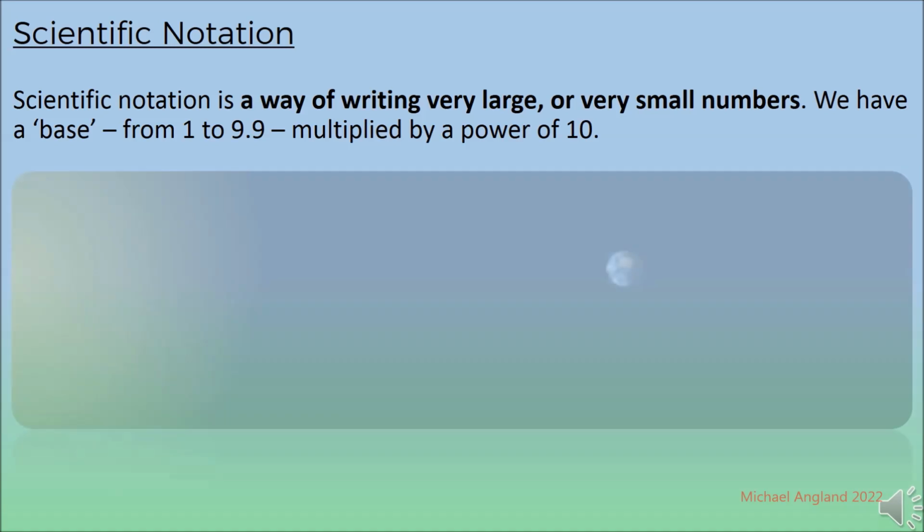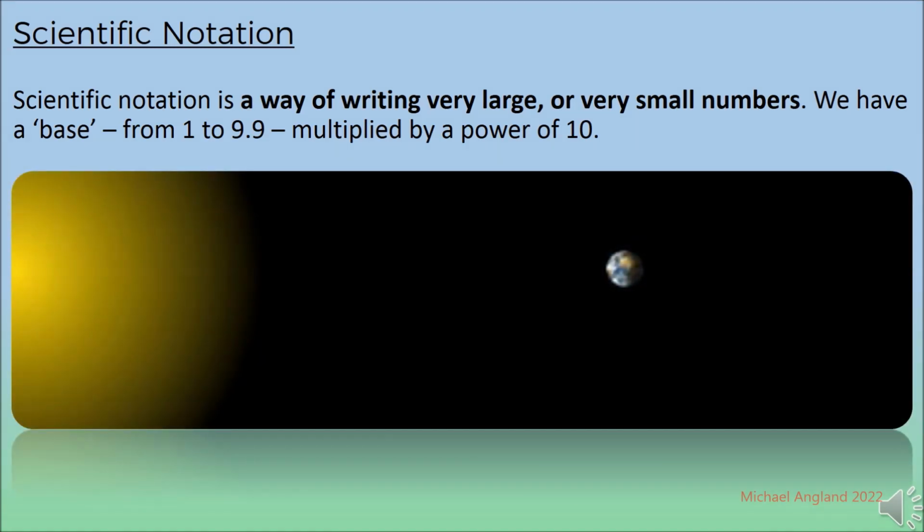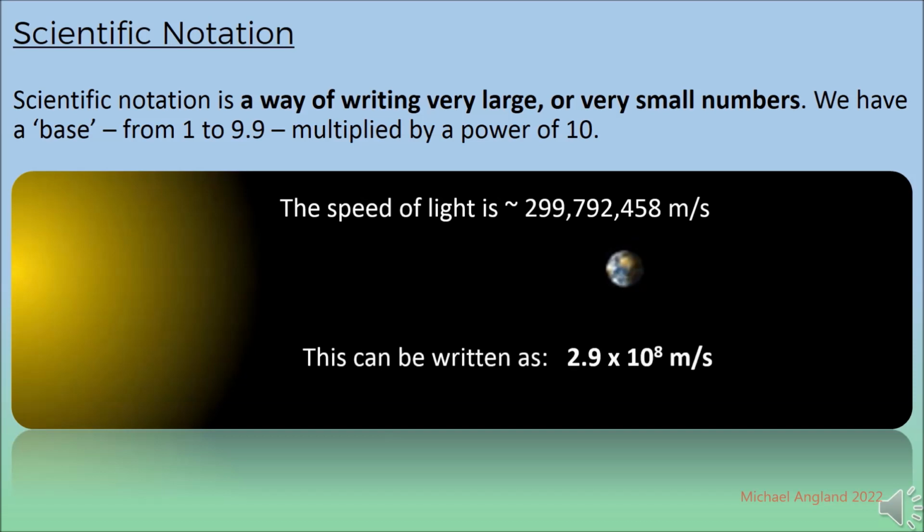The speed of light. The upper bound for speed in the universe that we know is 299,792,458 meters per second. So that can be written as 2.9 times 10 to the 8 meters per second in scientific notation. Now, in the first example, we looked at the distance from the Sun to the Earth, which is 1.5 times 10 to the 11 meters.